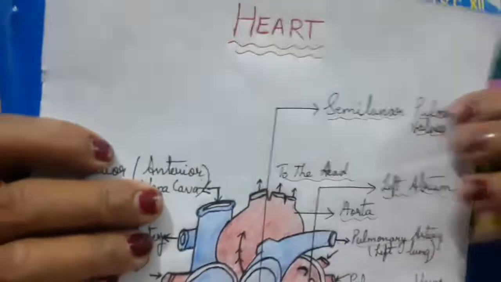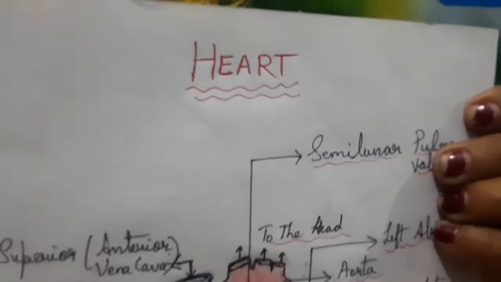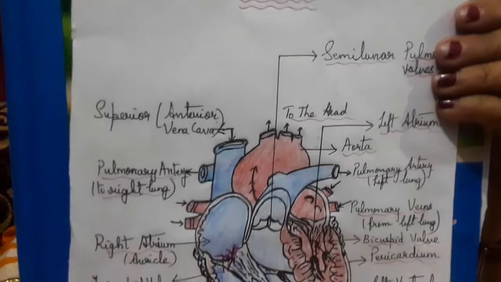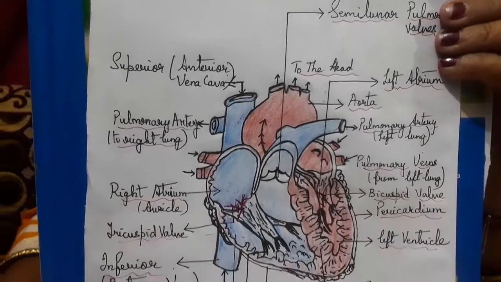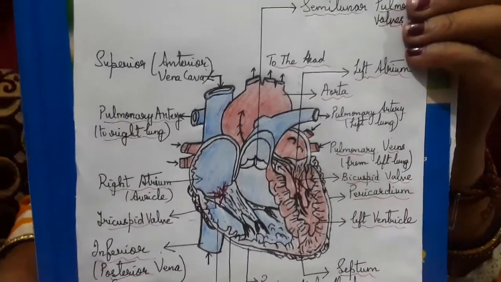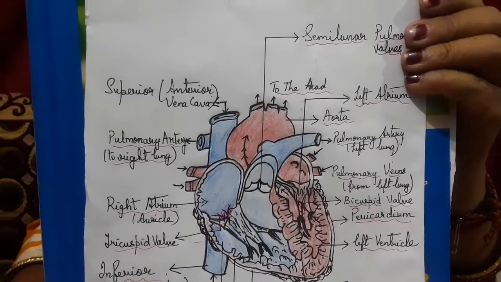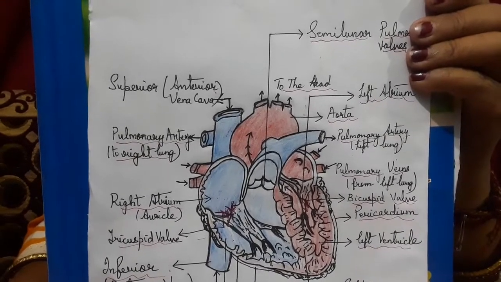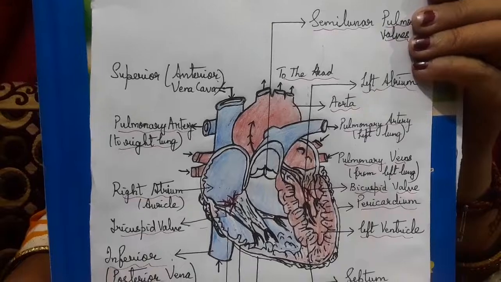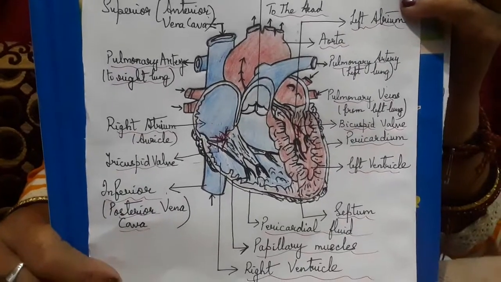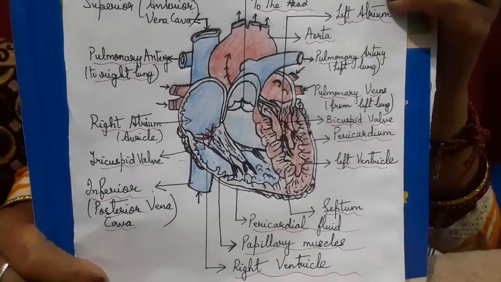We have the structure of the heart. The red colored part indicates the circulation of the oxygenated blood. That is also called the left side. And the right side, the deoxygenated blood.